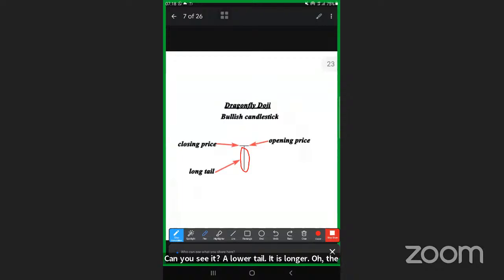Do you remember what we were talking about yesterday about shadows? Can you remember? Yes. So when you see this type of doji, you should understand that it is a bullish candlestick doji that signifies the market is going to reverse to the upper side. Okay? The market is going to reverse to the upper side.